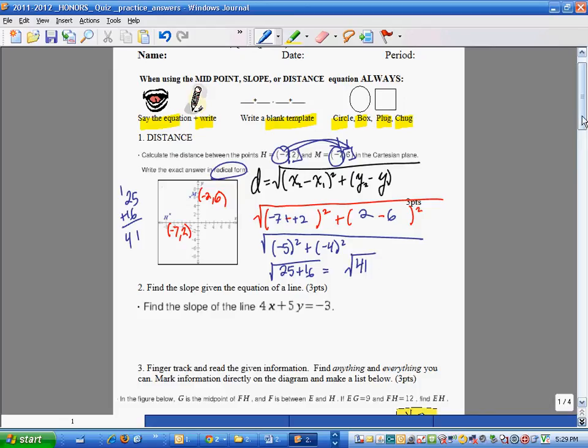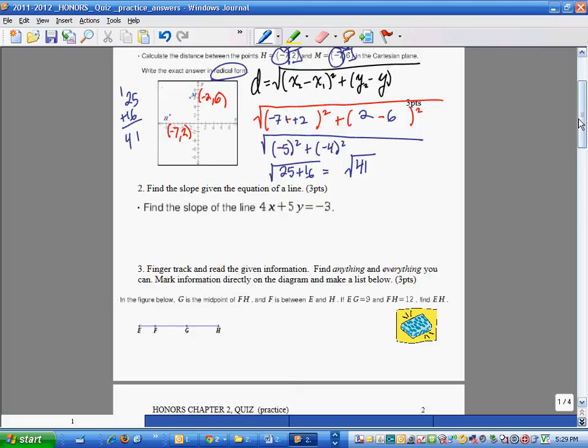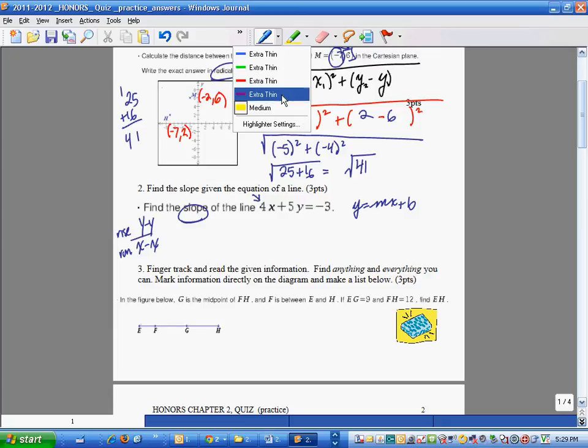It says find the slope of the line. There's a couple ways to find slope. One would be if you actually had 2 points, and you would simply do y minus y over x minus x, which would be the rise over the run. But in this case, you're given the equation of a line in standard form, so we want to get it into y equals mx plus b, because in this case, the m is slope.